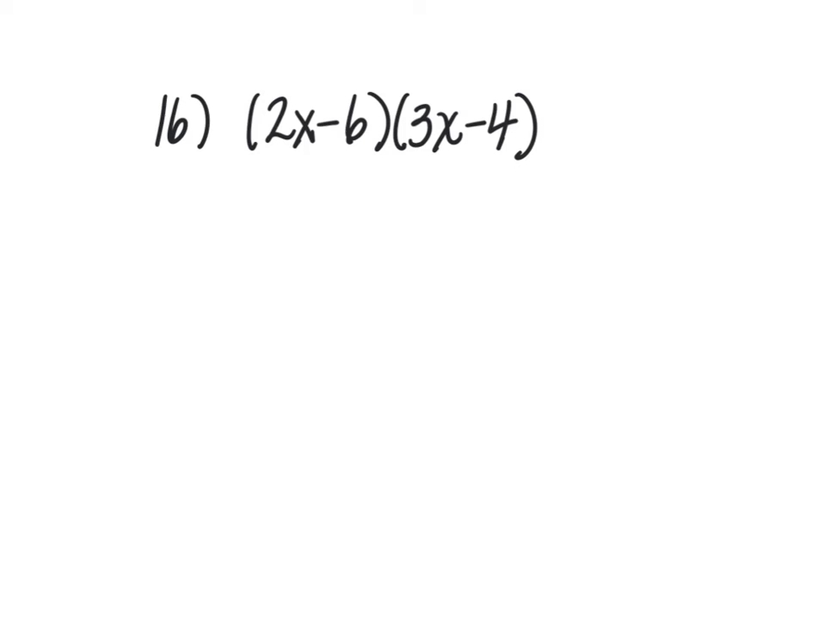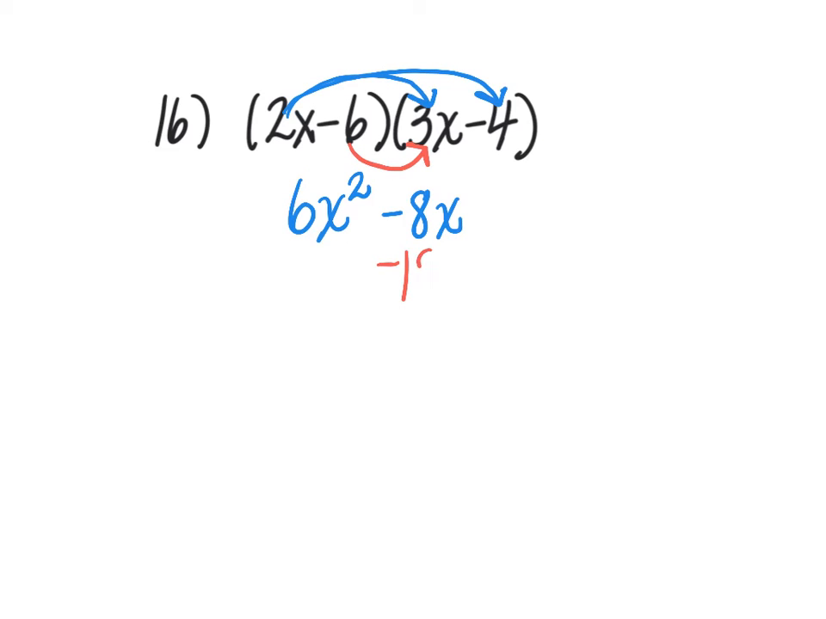Number 16, 2x minus 6 times 3x minus 4. 2x times 3x, so 2 times 3 is 6. X times x is x squared. 2x times negative 4. 2 times negative 4 is negative 8. X comes along for the ride. Negative 6 times 3x. Negative 6 times 3 is negative 18. X comes along for the ride. Negative 6 times negative 4 is positive 24.